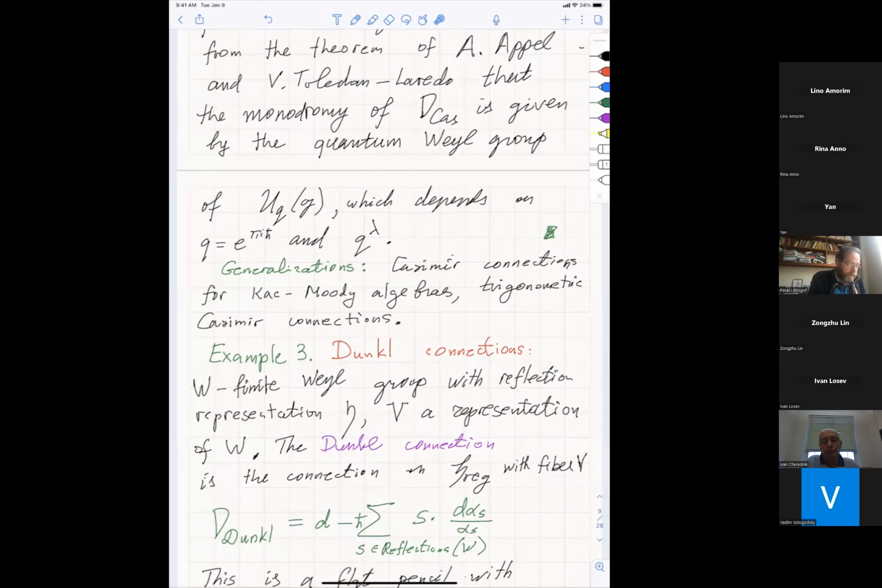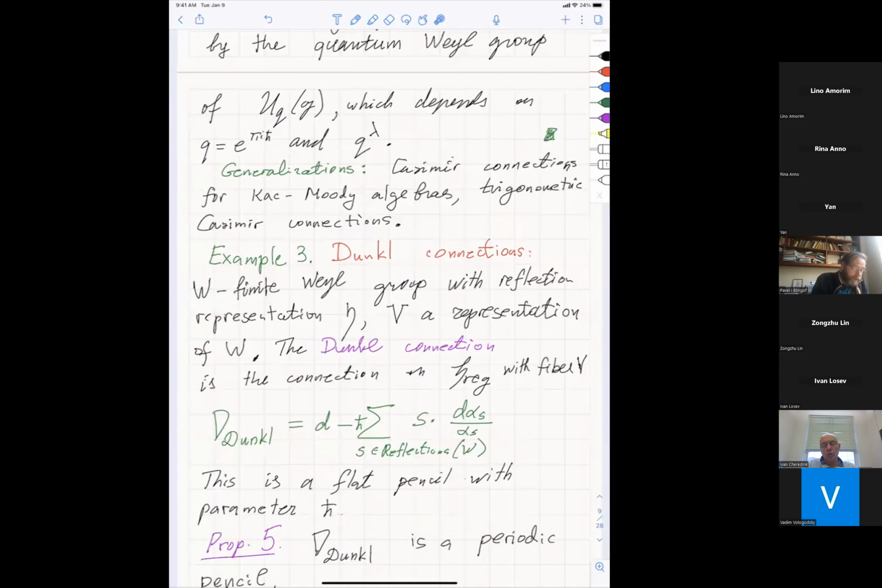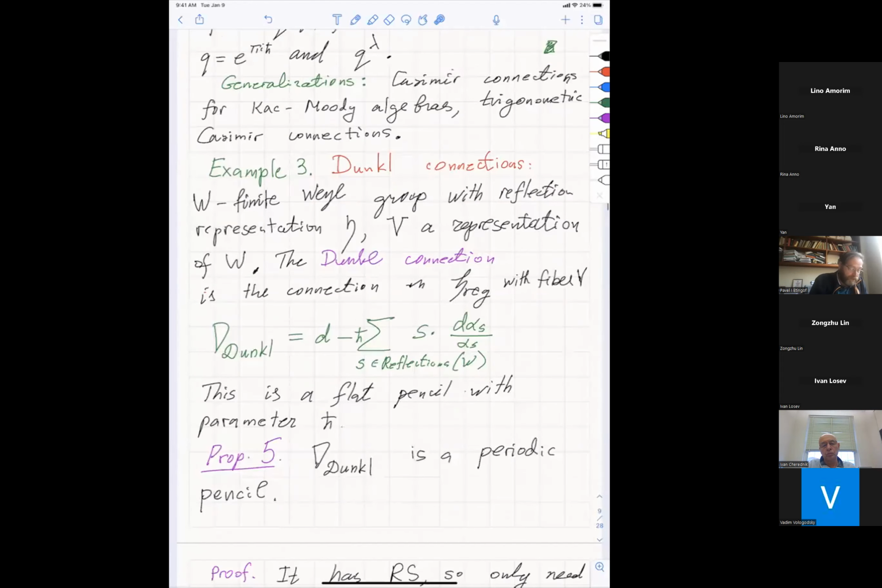And then there are Dunkl connections. So these are the following. We have a finite Weyl group. There is a reflection representation h. And in this case, V is a representation of this Weyl group. And the Dunkl connection is the connection on the regular part of h with fiber V. And it looks like d minus h bar times the sum over the reflections s of W of the reflection s multiplied by the logarithmic form d alpha_s over alpha_s. This is known to be flat, and this is a flat pencil with parameter h bar.